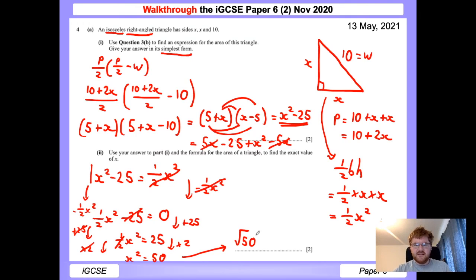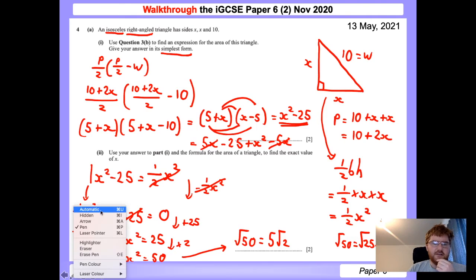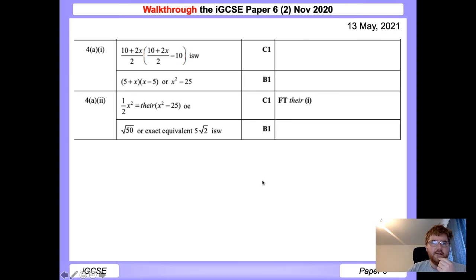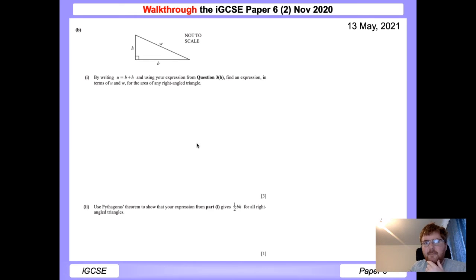And well done if you spotted this. You can actually simplify this to 5 root 2, because remember, root 50 is the same as root 25 times root 2. I don't think that's necessary actually. Let's quickly check the answers on that. I think root 50 is fine. Yeah, root 50 is absolutely fine there. Okay, all good.